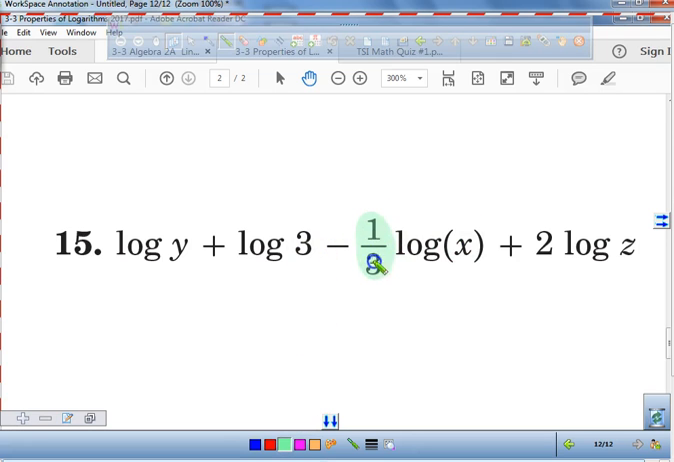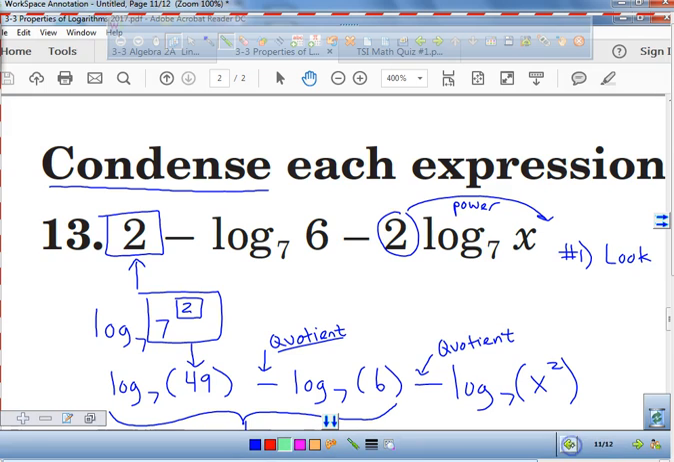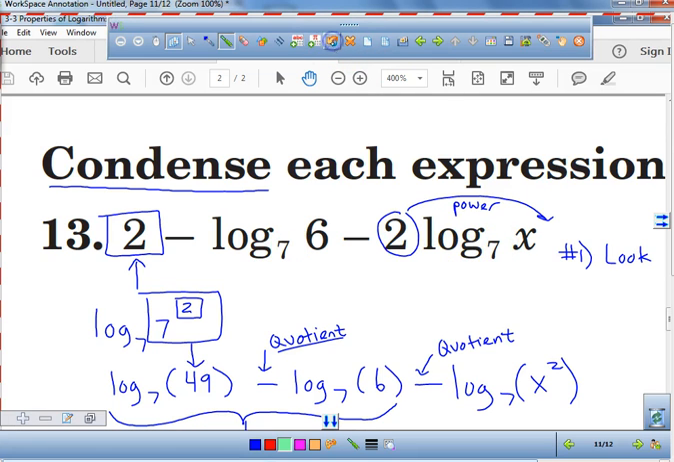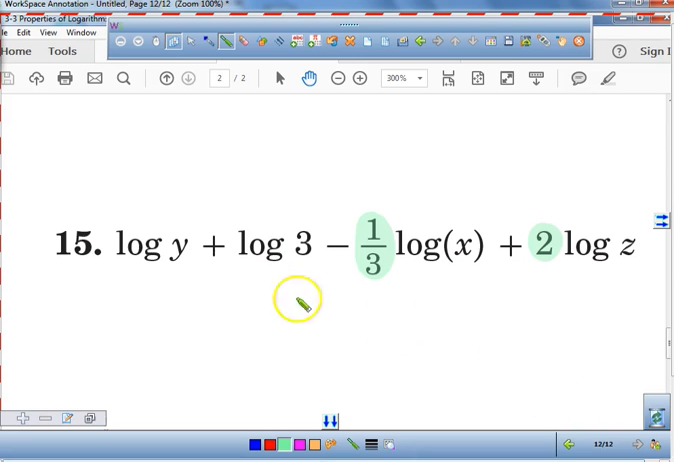The very first thing that I would do for problem number 15 is I would use the power property. Now there's something interesting about number 15 that's not there that we usually see. What was our base in number 13? It was base what? 7. Base 7. You see a base on number 15.